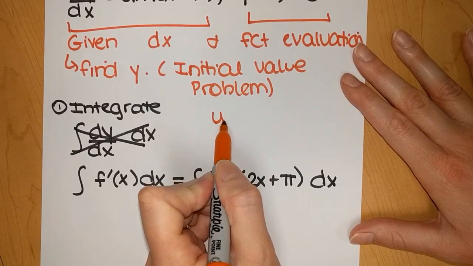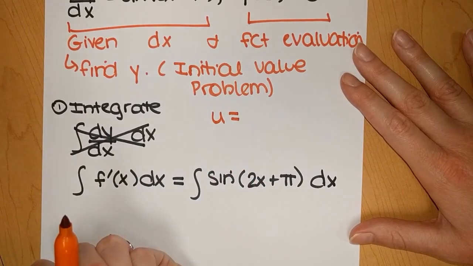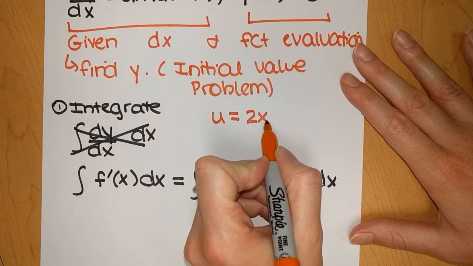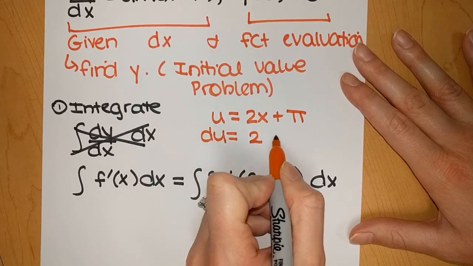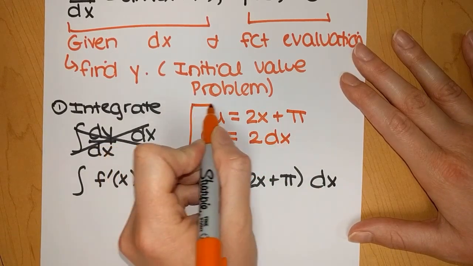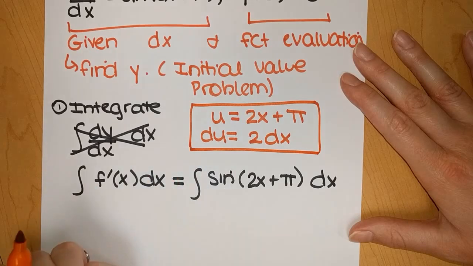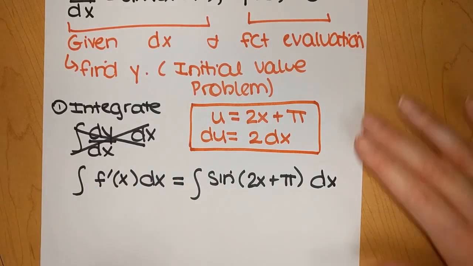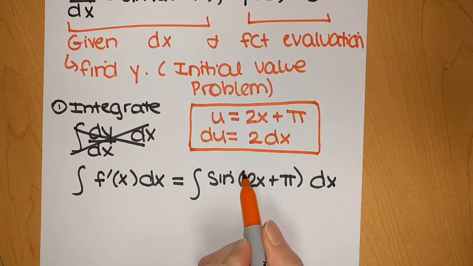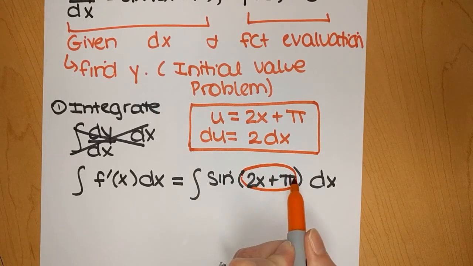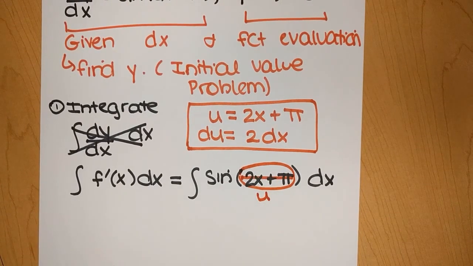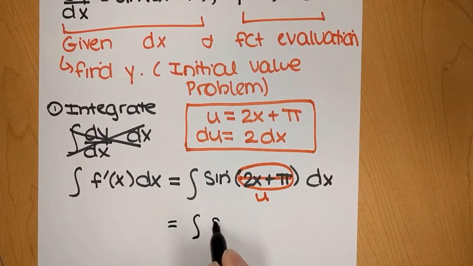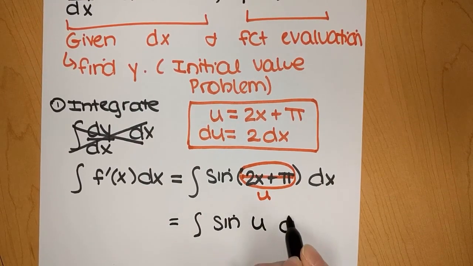So in this case, our quantity in parentheses we'll start with as our u, so that will be 2x plus pi, and then our du will be equal to 2 dx. So using that as our substitution rule, let's make the substitution happen. So this sine of 2x plus pi, all of this 2x plus pi is going to get crossed out, and that is going to become u. So that will leave us with integrating sine u dx.